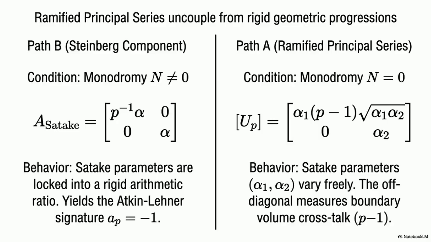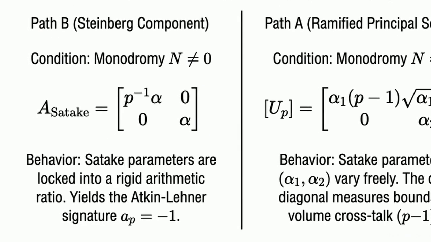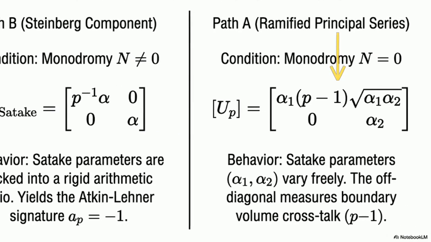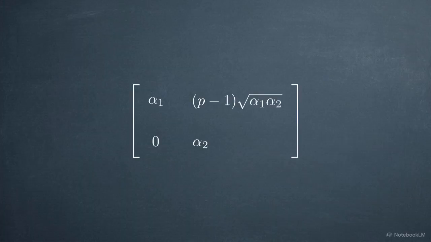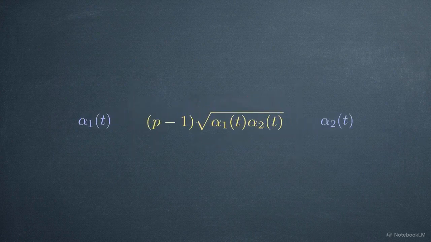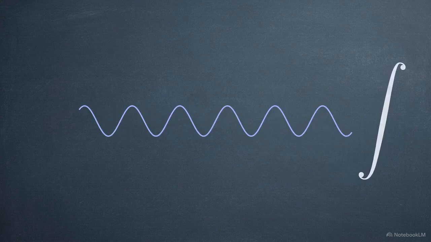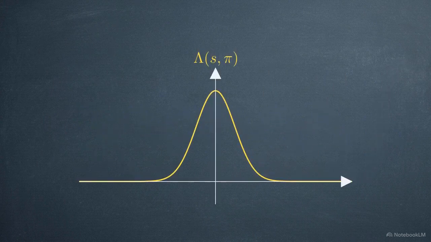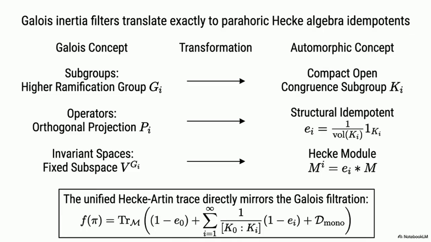These baseline matrices track local data. Left, path B, the Steinberg component. Right, path A, the ramified principal series. Notice their behavior. Steinberg is rigid. Satake parameters lock into an exact ratio. The ramified principal series varies freely, creating a crosstalk block measuring boundary volume. By following these specific, localized matrix features as they are evaluated, continuously deformed, and finally integrated, we assemble a complete, working global function. This table shows exactly how we start evaluating the data.